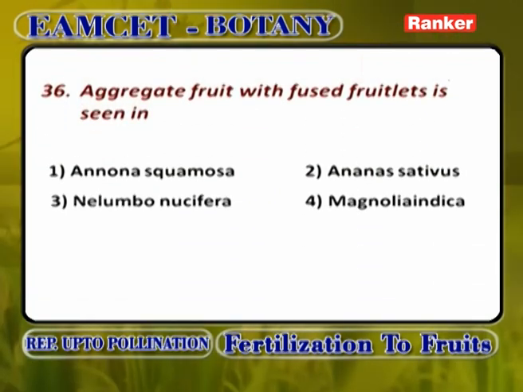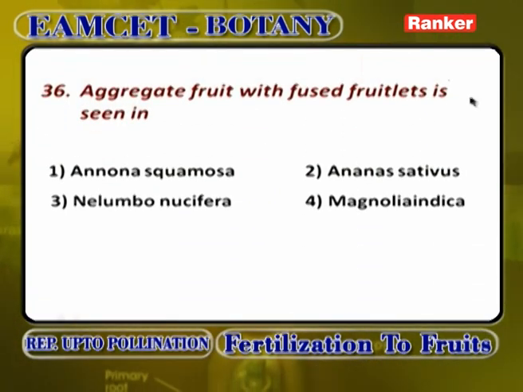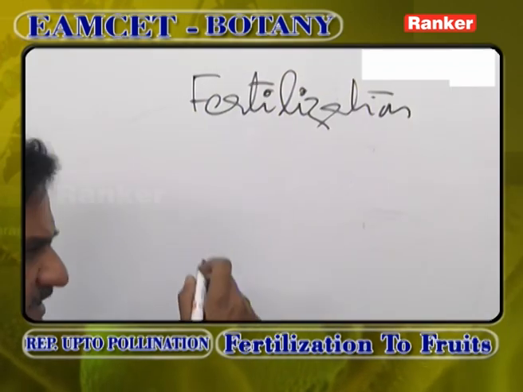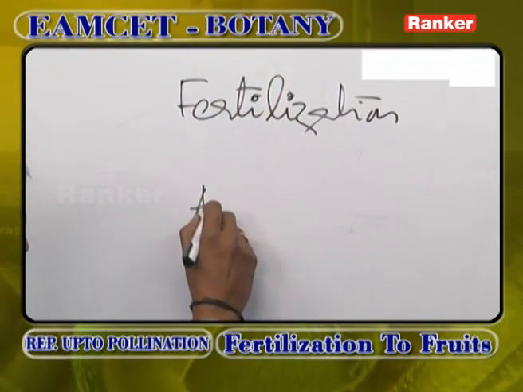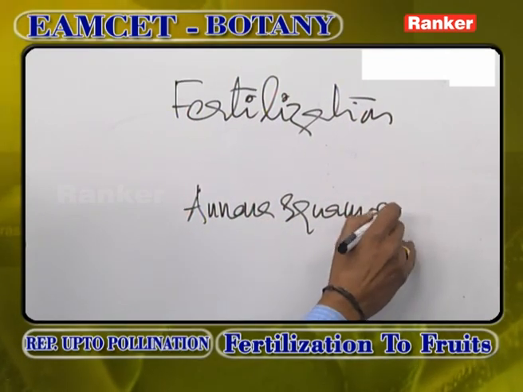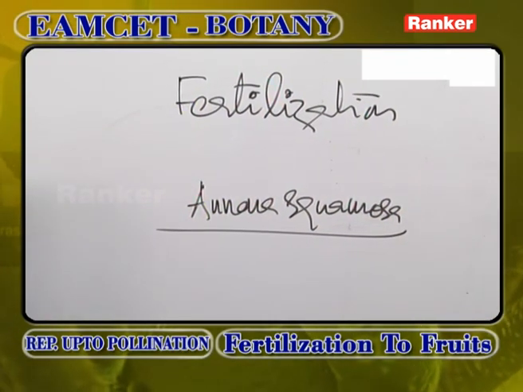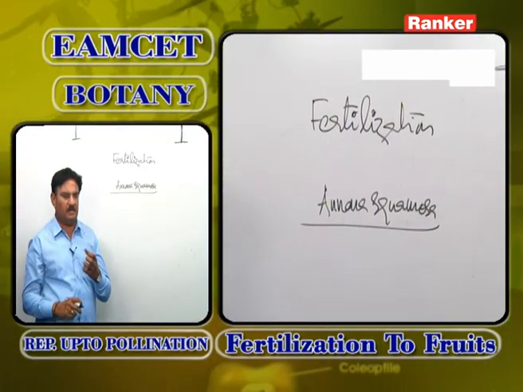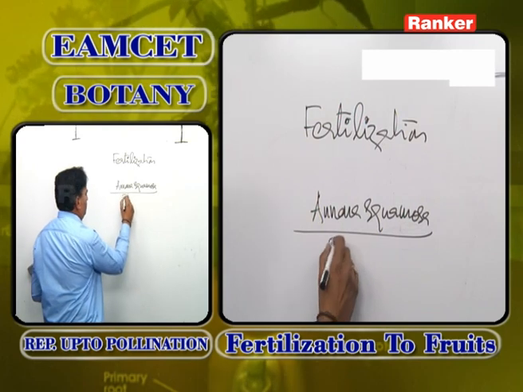Arrange: aggregate fruit with fused fruitlets is found in. The aggregate fruit is formed from a multicarpellary apocarpous ovary. In Annona squamosa, the custard apple, the aggregate fruit appears like a simple fruit because all the fruitlets are covered by one common pericarp. That's why it appears like a fused fruit.